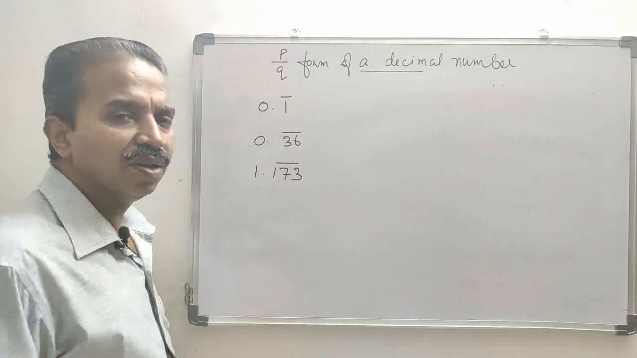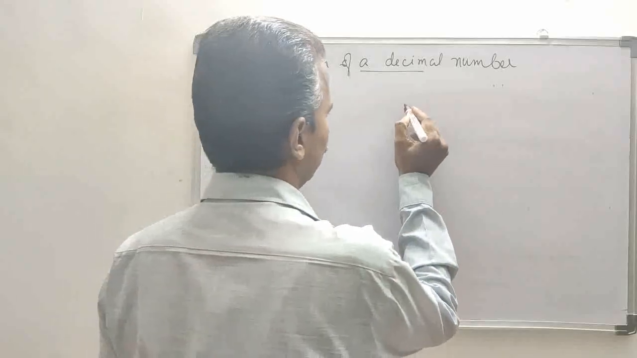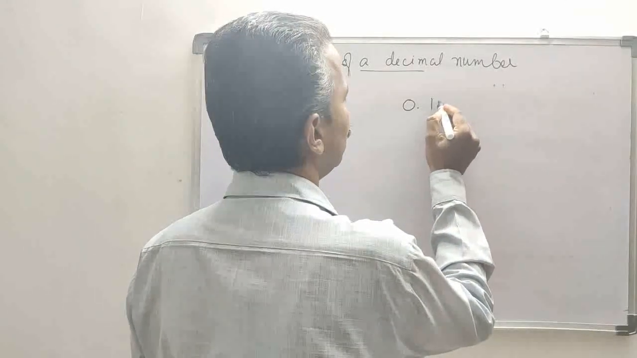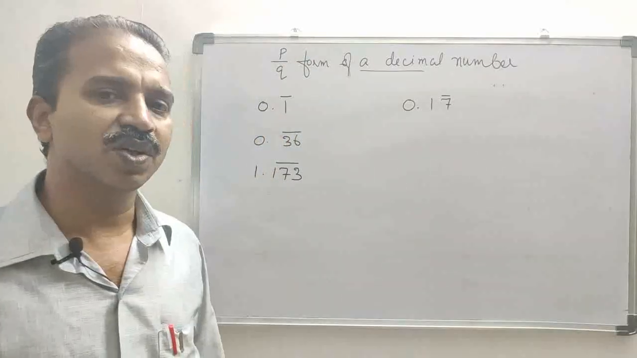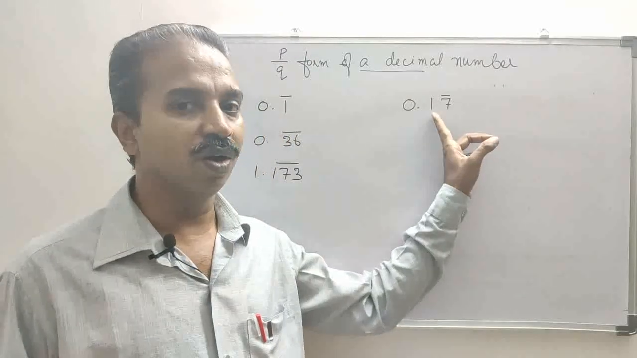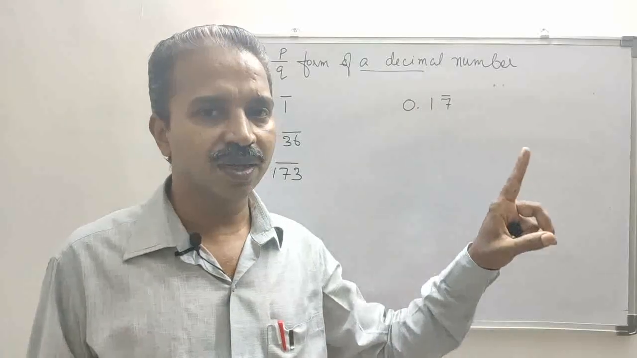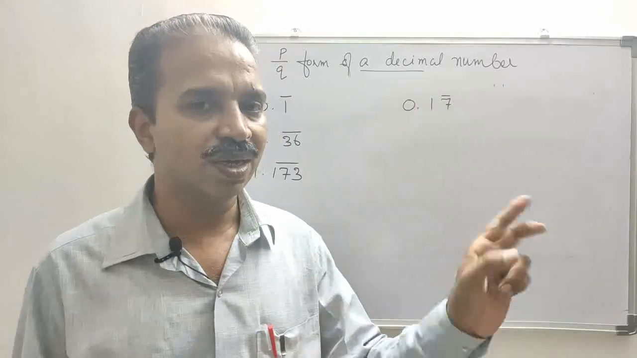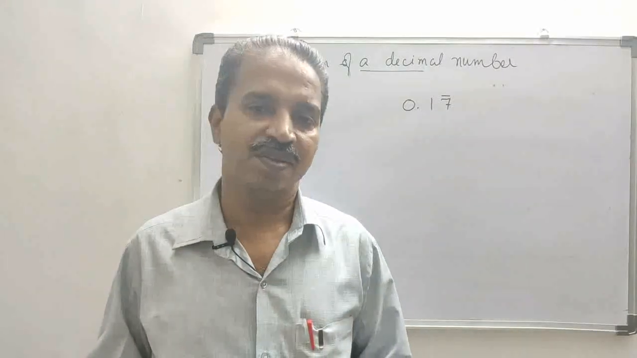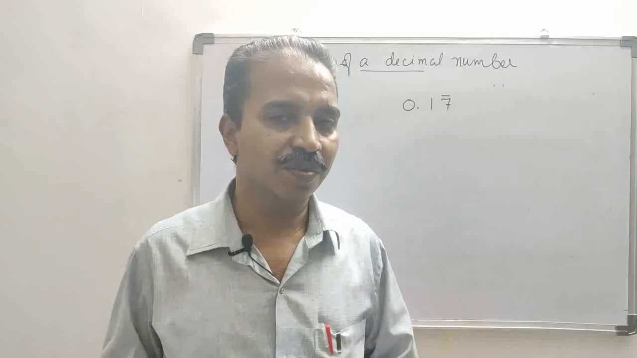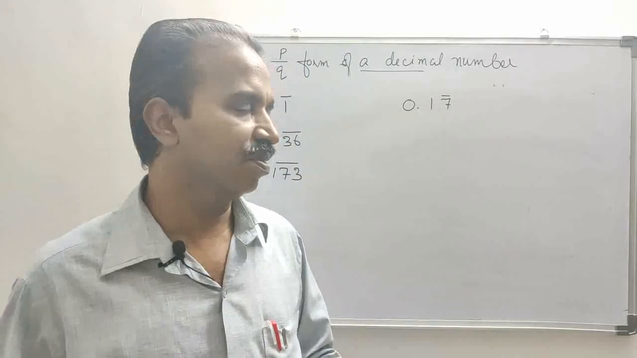This type of decimals are called pure recurring decimals, whereas 0.17 bar, this bar on 7 shows that only the 7 is repeating, 1 is not repeating. That is, there is a digit after the decimal point which is not repeating. This type of recurring decimals are called mixed recurring decimals.